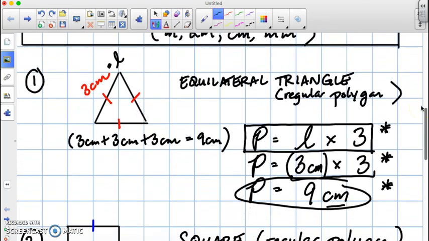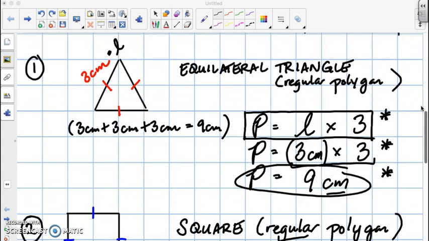So in summary, what we've looked at is the perimeter of regular polygons in this video. What I mean by regular polygons is that all of the sides in the polygon are marked equal. In the video, we looked at an equilateral triangle. The perimeter formula for that is L times 3. Once you know the length of one side, you just multiply it by 3, and then you can find the perimeter for the whole triangle.